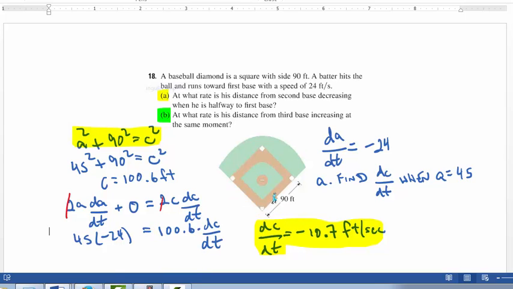And then moving on to part B. Part B is asking you at what rate is his distance from third base increasing at the same moment.